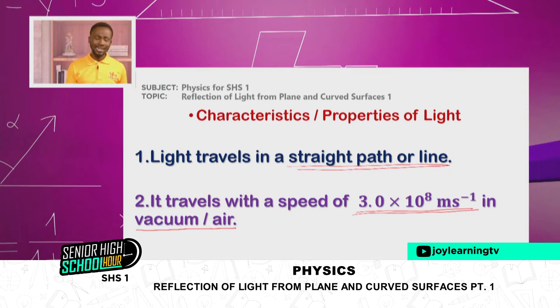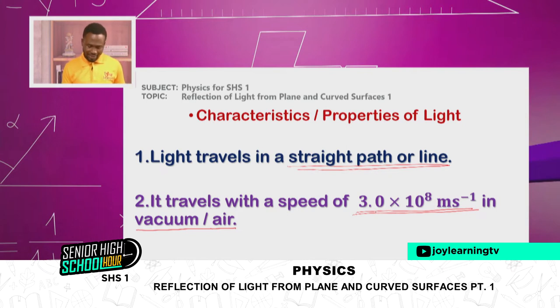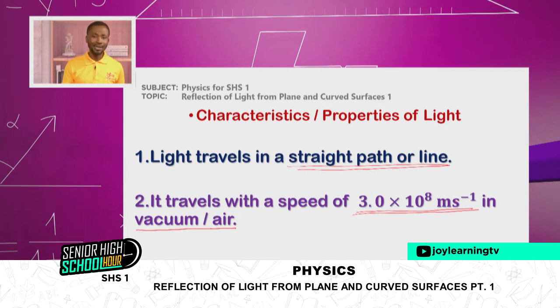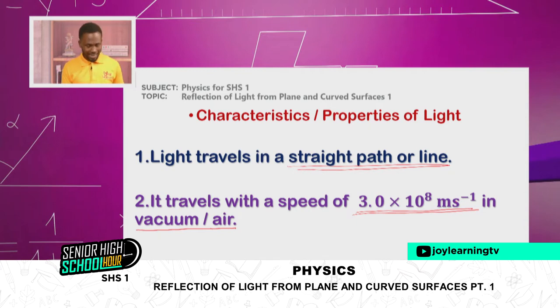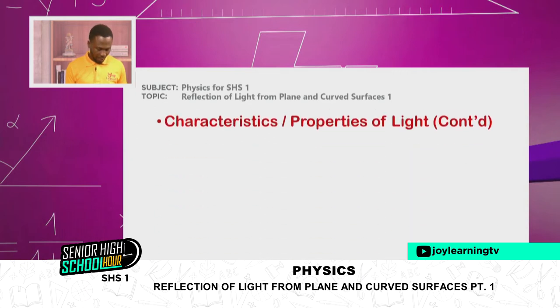So you cannot just say that light travels with a speed of 3.0 times 10 to the power 8 meters per second. You should be able to specify the medium involved. And here, the medium is vacuum or air. So you have to keep that in mind. Now, light travels with a speed of 3.0 times 10 to the power 8 meters per second in vacuum. Okay, what else can we say about light?